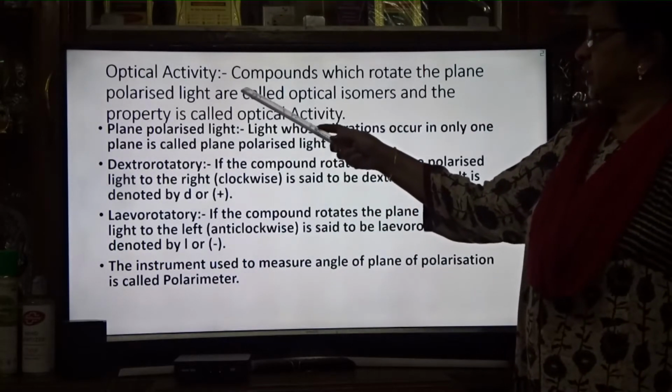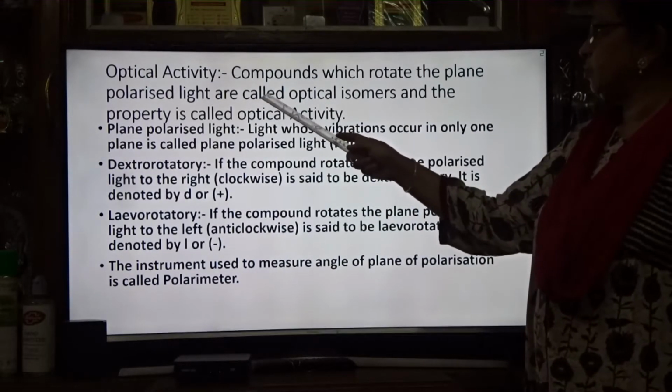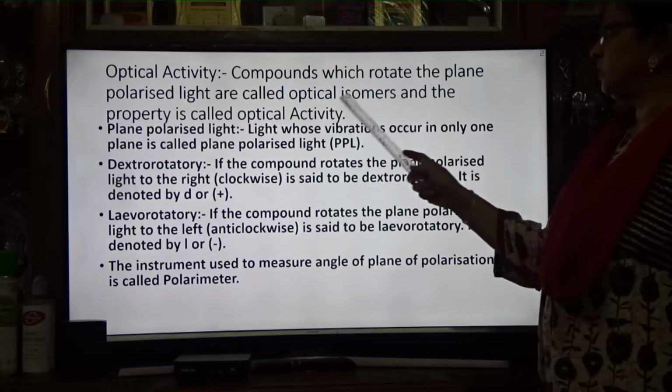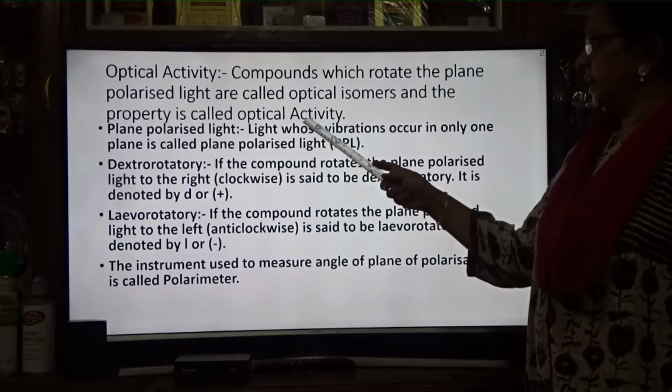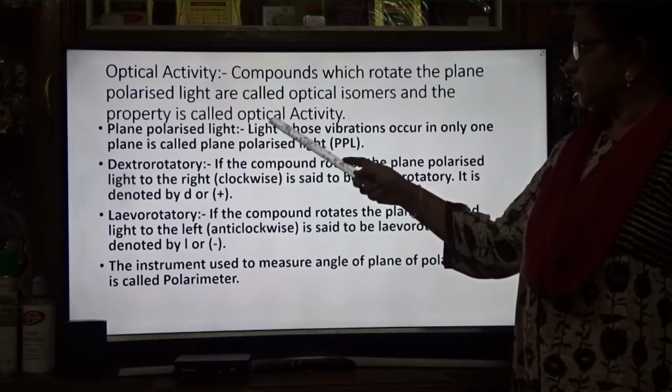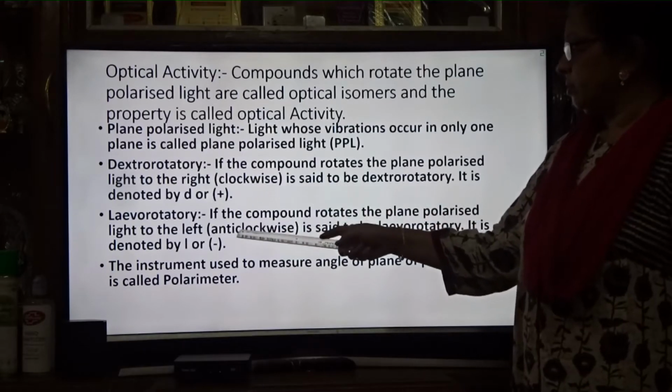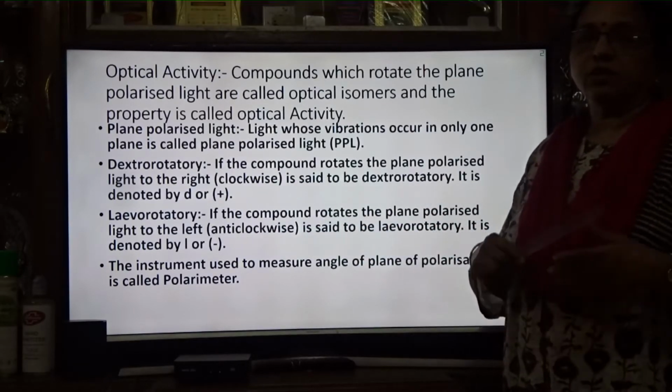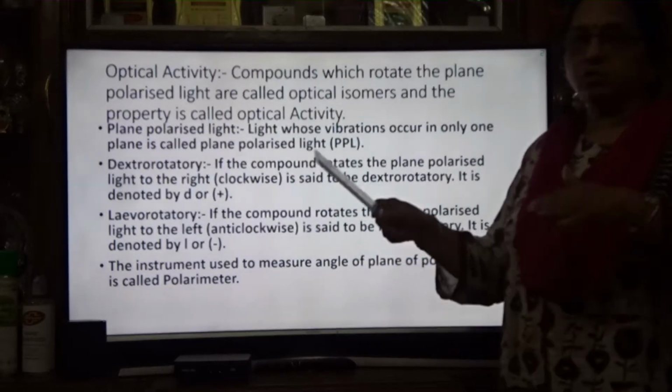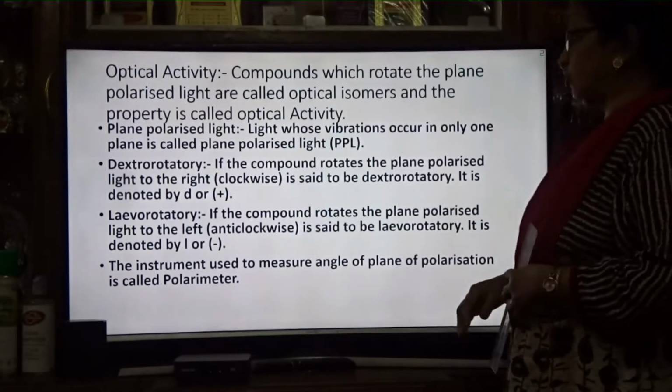So what is optical activity? Compounds which rotate the plane polarized light are called optical isomers, and the property is called optical activity. So these are dextrorotatory compounds and levorotatory. If it is rotating to the right, then it is dextrorotatory; if it is rotating to the left, then it is levorotatory.